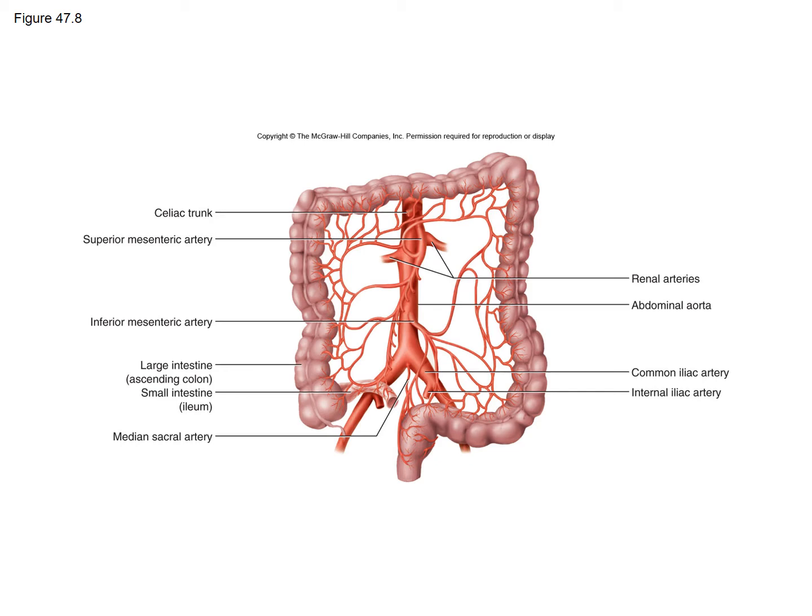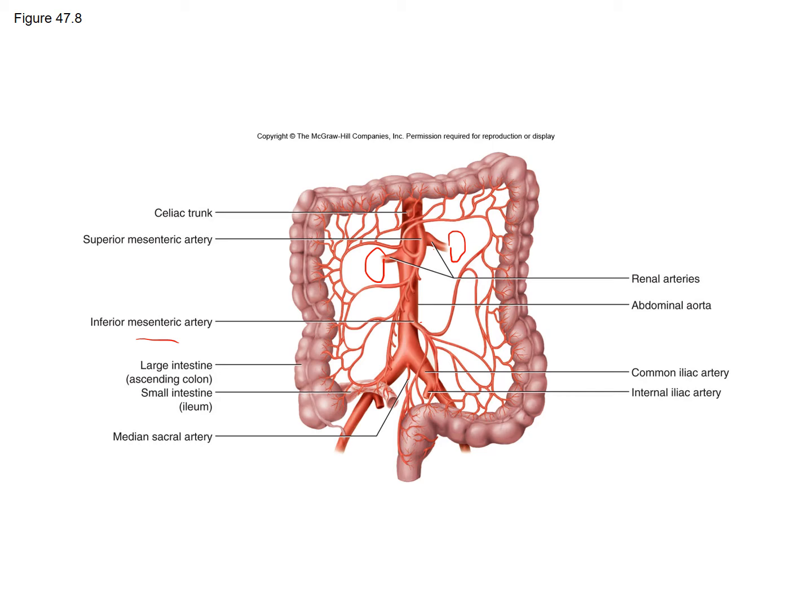You go down a little bit, you're going to find the celiac trunk. This of course gives the abdomen. Another branch, you're going to find another artery giving to the renal arteries. This goes to your kidney, of course. And you have the abdominal aorta, the big one here. And you have the inferior mesenteric artery.